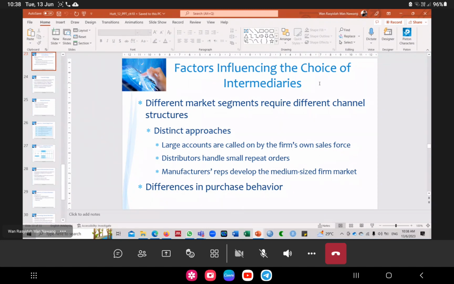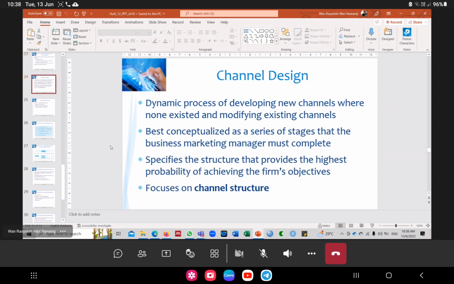So you require a different kind of intermediaries. Yeah, you need to appoint a different type of intermediaries for your businesses. Okay, so channel design is the dynamic process of developing new channels where none existed and modifying existing channels. Channel design is how you design your channel, which involves the channel structure. Channel structure, as I mentioned, you need to have people who are responsible, available in the market, to make sure that your product is being distributed correctly to your customers.